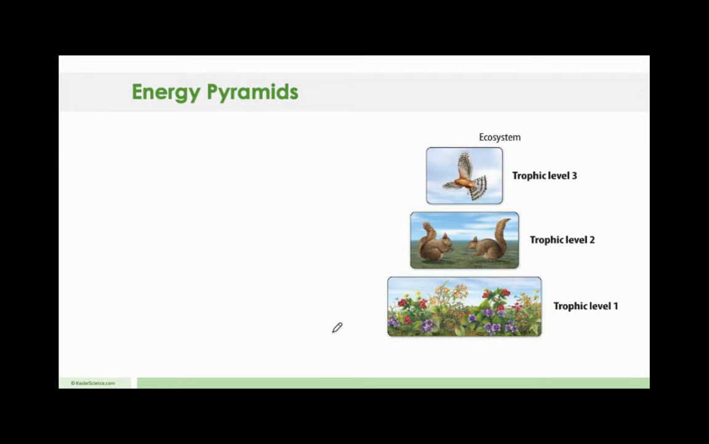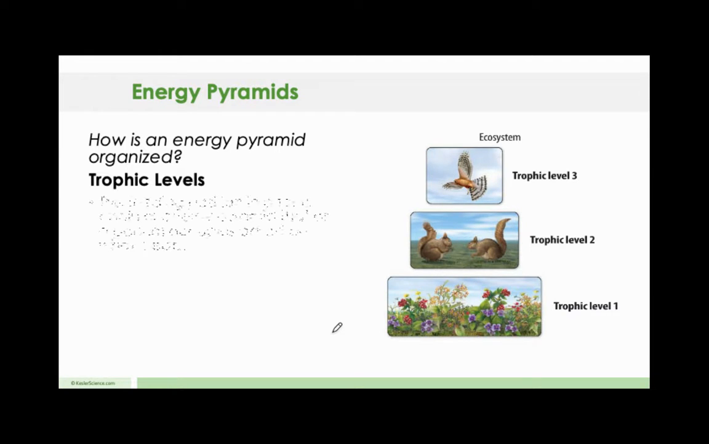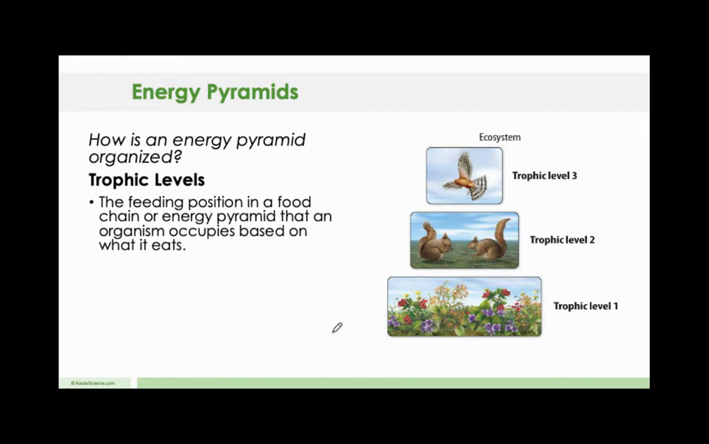So we go through some vocabulary that you're going to need. The first one you're going to need is called a trophic level. A trophic level is the feeding position in a food chain or energy pyramid that an organism occupies, based off what it eats. Trophic level 1 is going to be your plants that are getting energy from the sun. Trophic level 2 are going to be your primary consumers, and then moving on up.